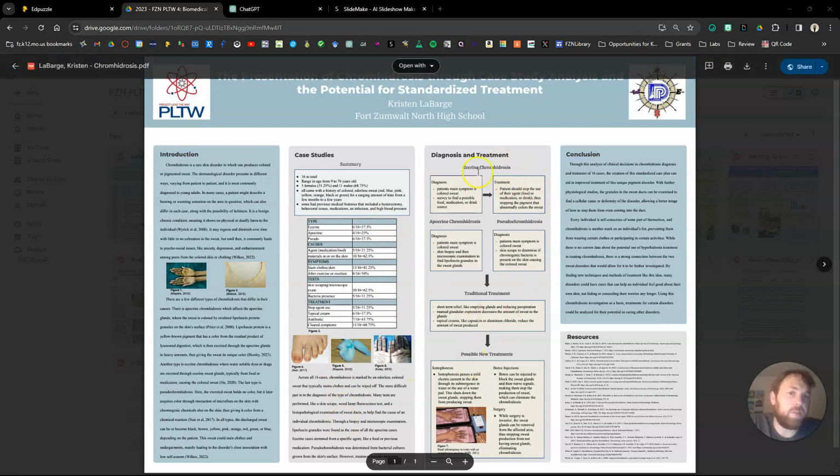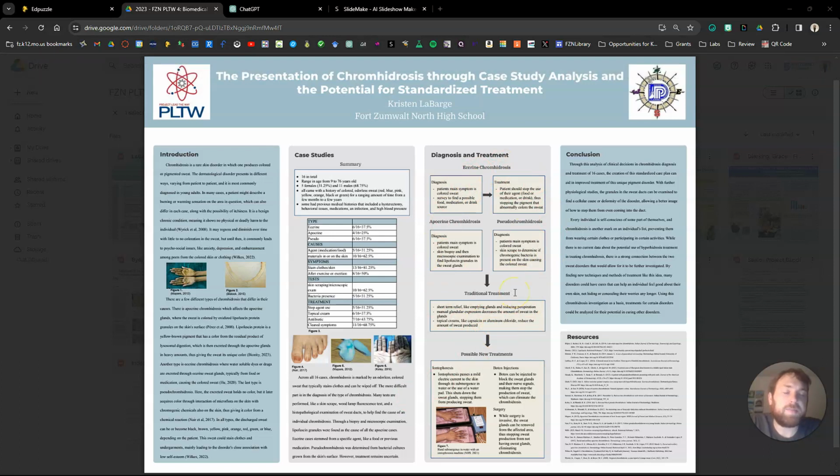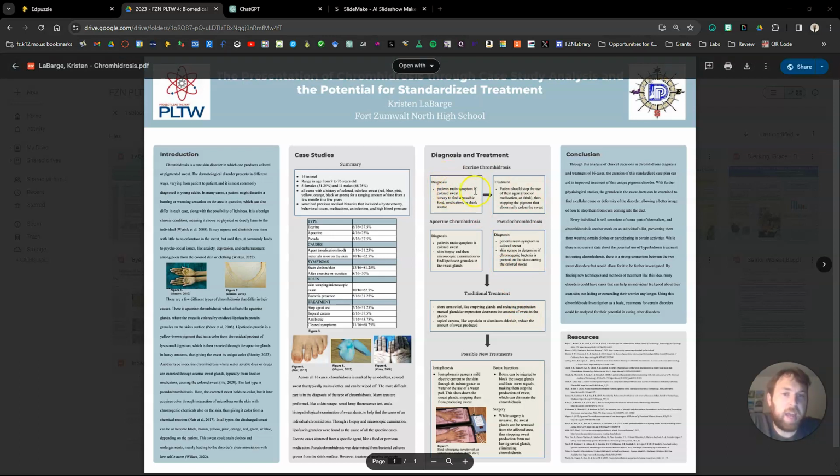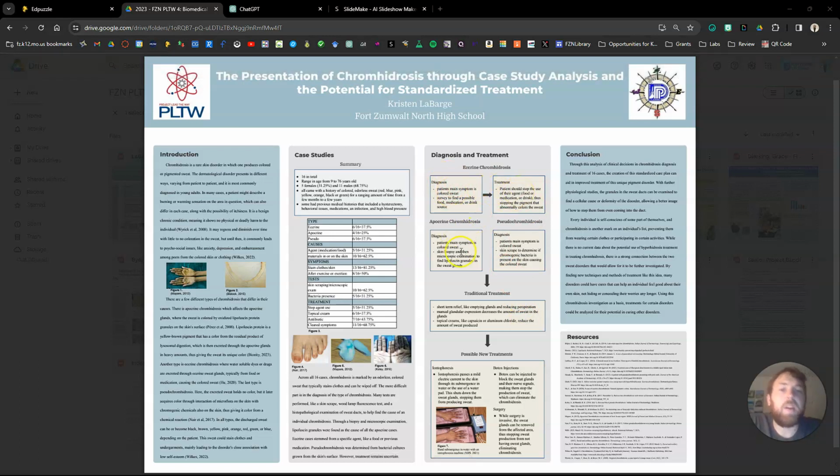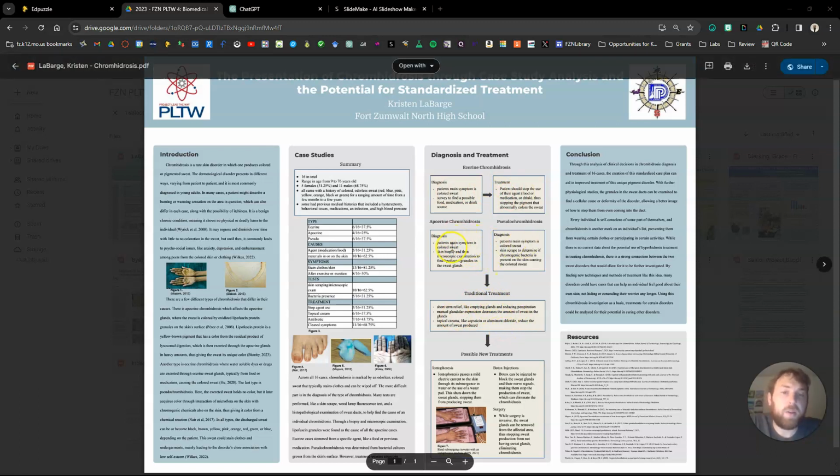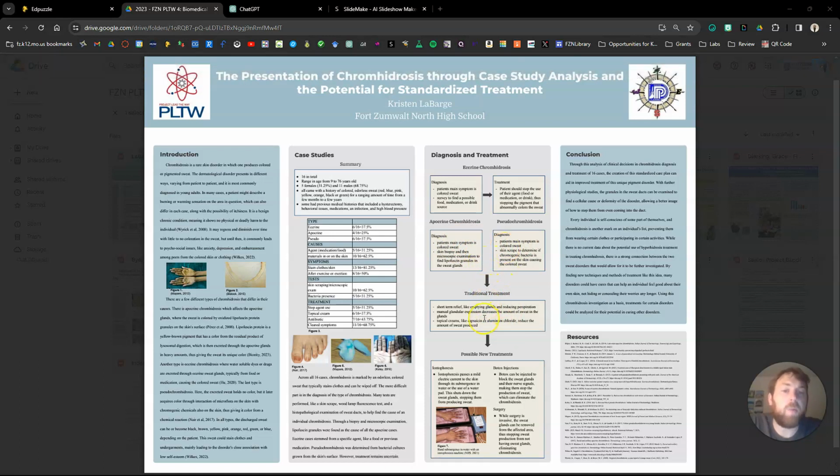The diagnosis and treatment is split up into a, what's the word I'm looking for? A figure, a flow chart, if you will, based on the diagnosis that they have and what treatment should be expected for it. They have a common treatment here for these two types of chromhidrosis. So she put these side by side and had them go to one box. And then she had possible new treatments that she found in there, which I think is marvelous job.